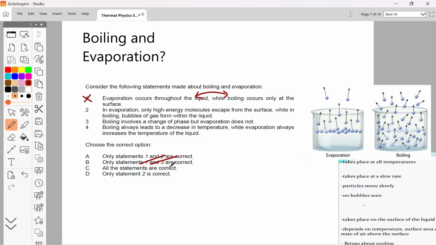Please remember to answer your multiple choice cleverly. It's also not "all statements are correct." So by default, if you realize that one is wrong, you already had the right answer. We can just check: in evaporation the high energy molecules from the surface are escaping, but in boiling it's escaping from everywhere. And if you read the rest, you'll see that they're not correct.